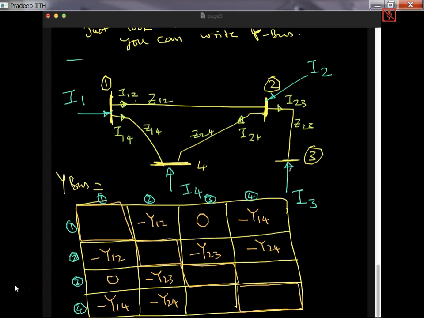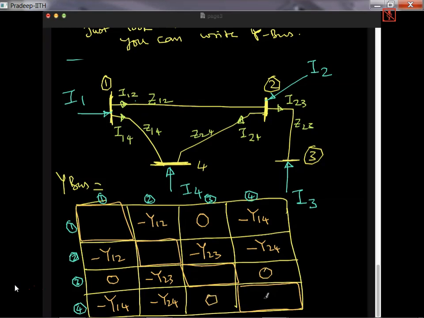So now come to bus 3. Is bus 3 connected to bus 1? No. So 0. Is bus 3 connected to bus 2? Yes, 2, 3 are connected. So already y23 is there. Now this will come back later. Is bus 3 connected to bus 4? Direct connection not there. So therefore it is 0. And this 0 we can copy here.